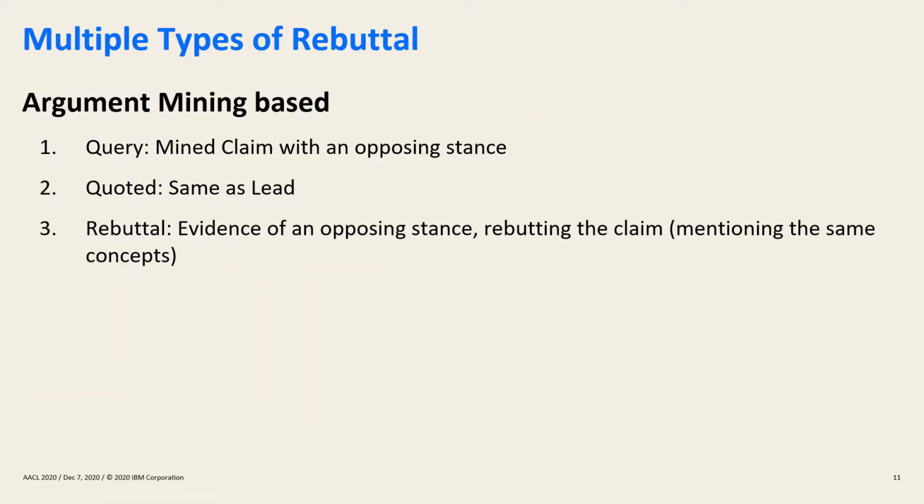Another type of rebuttal unit is one which is based on argument mining. So when we do argument mining, we're mainly interested in finding claims for the debater system to present, but we can also look for claims of opposing stance, and then these can be queries for the rebuttal units. These are claims which the opponent might say. When we quote, we just use the same claim we used for a query. And as a rebuttal, we can use evidence of our stance which is related to the claim, for example, which makes mention of the same topics.